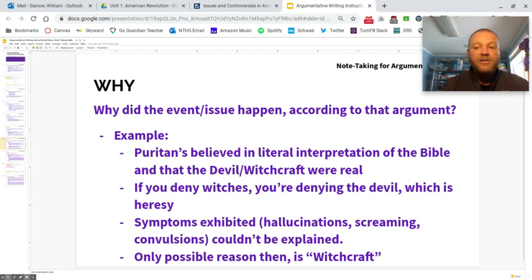Obviously, there's the other side of the argument. If you read the other half of it, it's going to say, well, the real reason they did this is because they were jealous of their neighbors. They wanted their land. They needed the extra space. They were getting rid of rivals, whatever the issue might be. And that witchcraft was just a cover for the issue. But the reality is that in this part of my note taking, I'm only concerned with this argument, right? The argument for why they were true in their beliefs and why they actually believed it. And so that's what I'm taking notes on here.